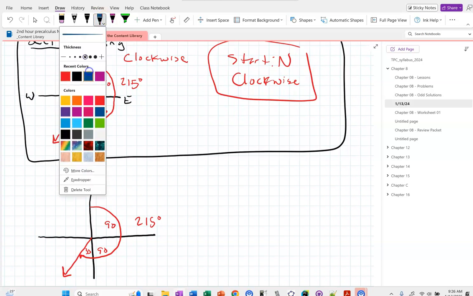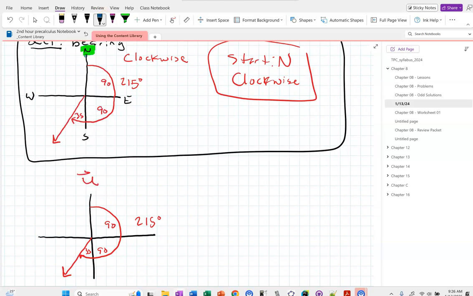But I don't want my vector's direction described with a bearing. I want a trig angle. I want a standard position angle so I can do sine, cosine, and tangent with it. My trig standard position angle starts at the positive x-axis and goes counterclockwise. So that's the actual direction I want.